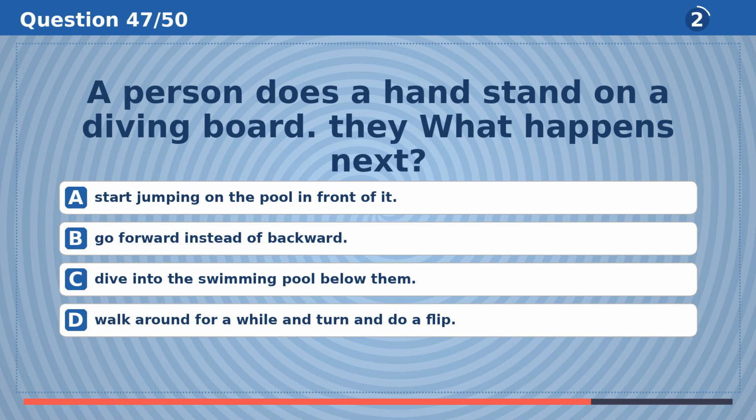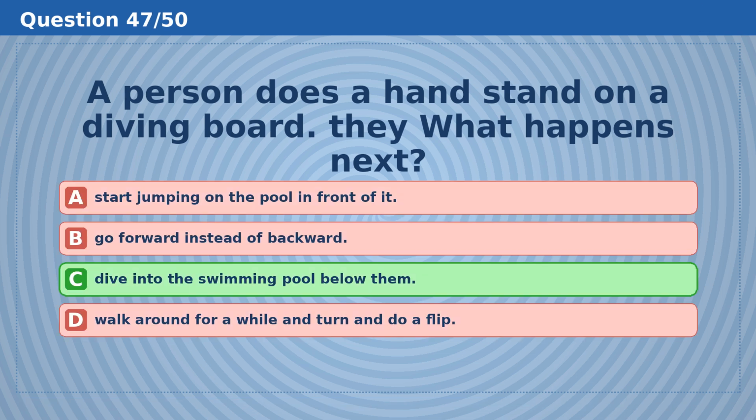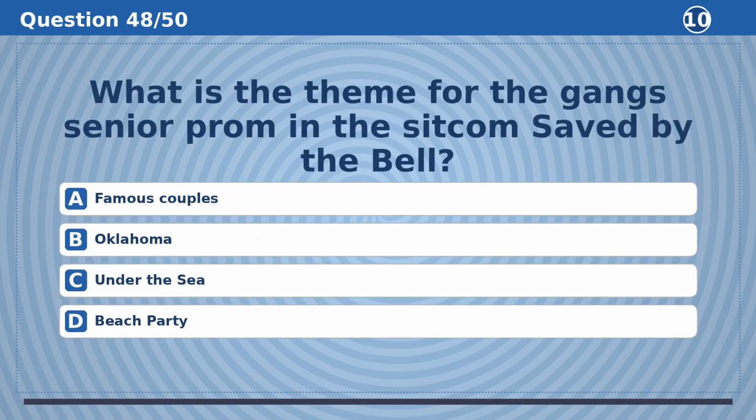A person does a handstand on a diving board. What happens next? The answer is C, dive into the swimming pool below them.